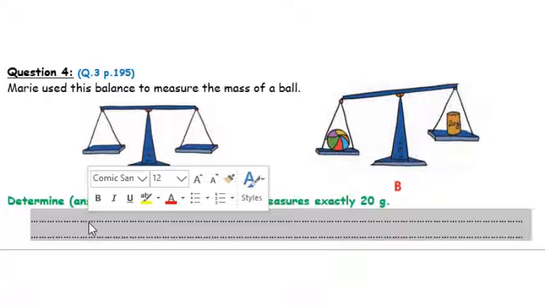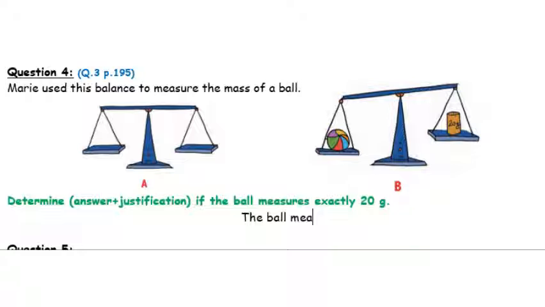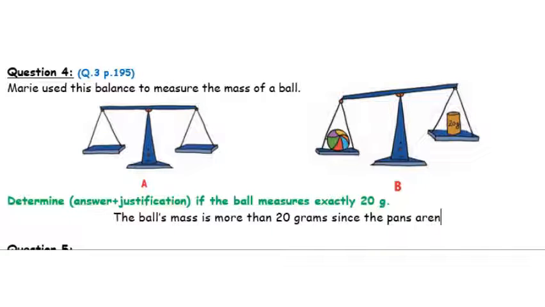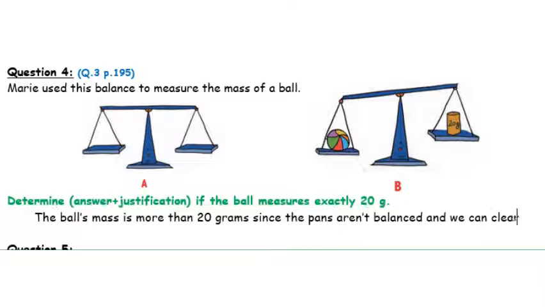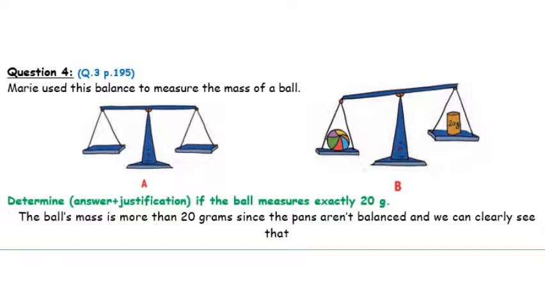And what we should write in here, the ball's mass is more than 20 grams since the pans aren't balanced, and we can clearly see that the ball is heavier than 20 grams.